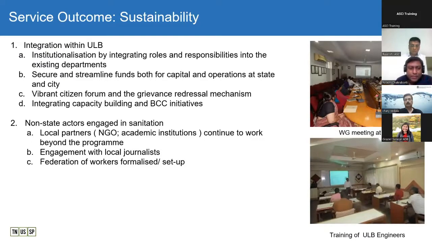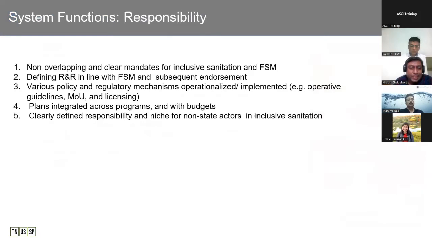Next slide, please. These are the phases. I have not put any photos because these are all process-side and we are at various stages. But what we realize for all these outcomes, if we look at system function, responsibility and resource management, is what we need. One is non-overlapping and clear mandates for inclusive sanitation and FSM, both of which have to be there if you want to scale up CWIS across the state. Defining roles and responsibilities and institutionalization is very, very important.